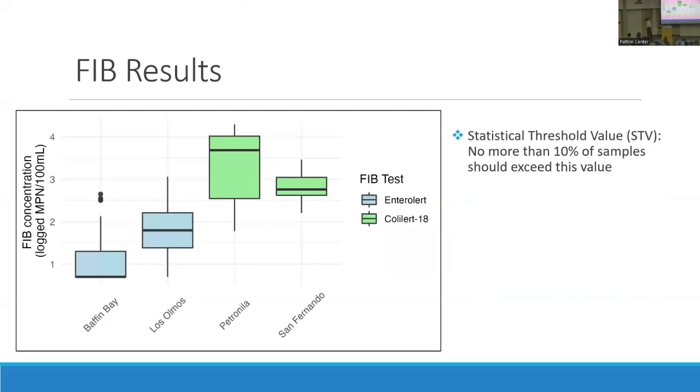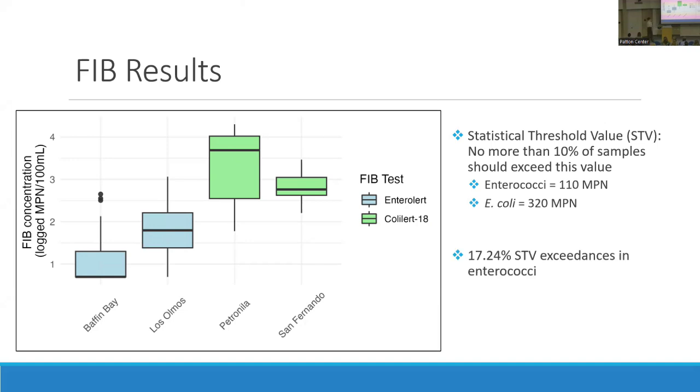Here's what I got. So in Baffin Bay and Los Olmos, we used Enterolert because it's a marine system. And in San Fernando and Petronila, we used the Colilert E. coli because it's a freshwater system. And we look at something called a statistical threshold value. This is set by the EPA. It is that no more than 10% of samples can exceed this value in a given time period. So for enterococci, that's 110 MPN. And for E. coli, that's 320 MPN. So no more than 10% of samples can exceed this.